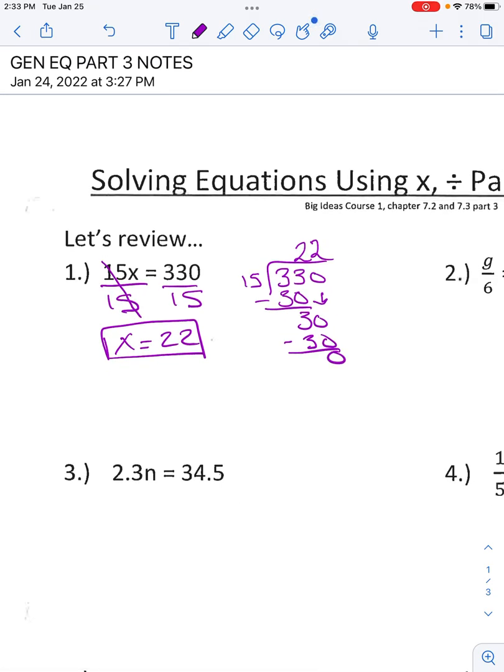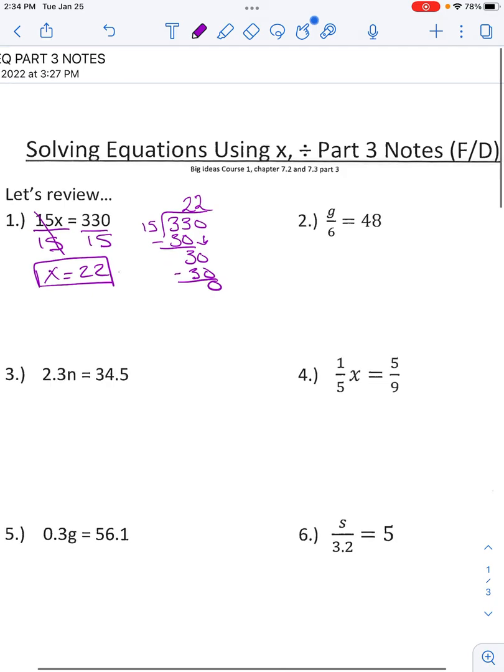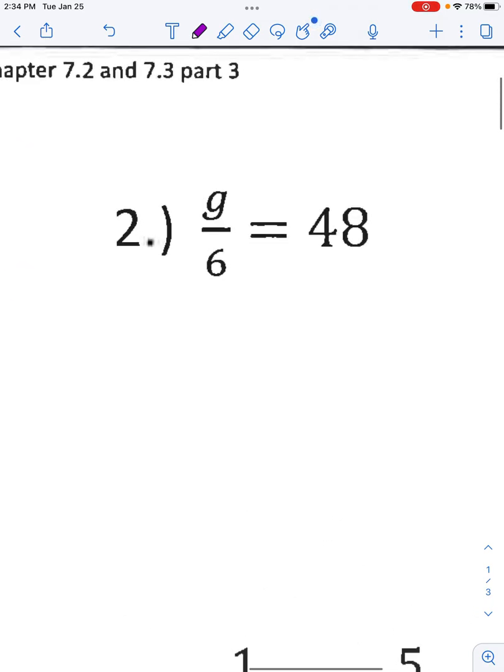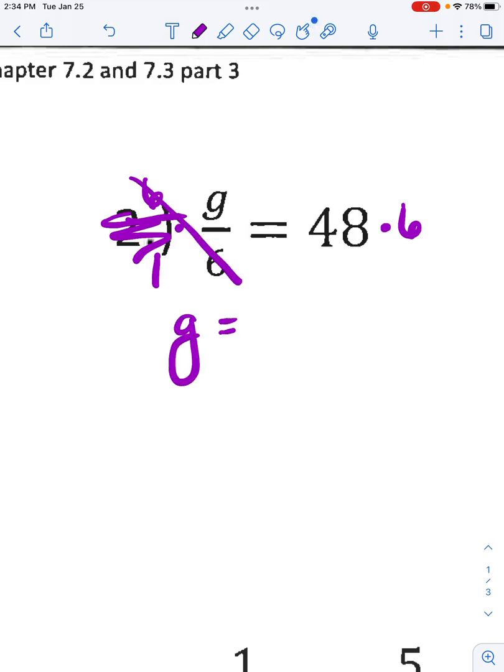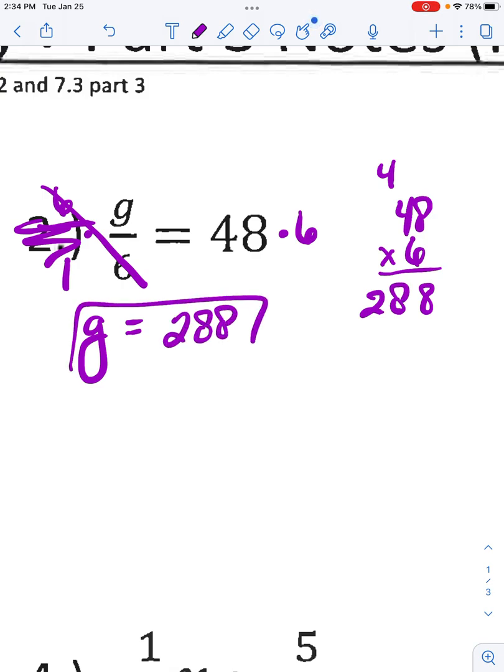Okay, to check it, we would put 22 back in for x and do 15 times 22 to make sure it equals 330. Number 2 says some number divided by 6 is 48. The inverse of dividing by 6 would be multiplying both sides by 6. Think of it as a fraction over 1. Those would cross cancel, leaving you with g. And then we will do 48 times 6 to get 288. To check, we would do 288 divided by 6 and make sure it was 48.